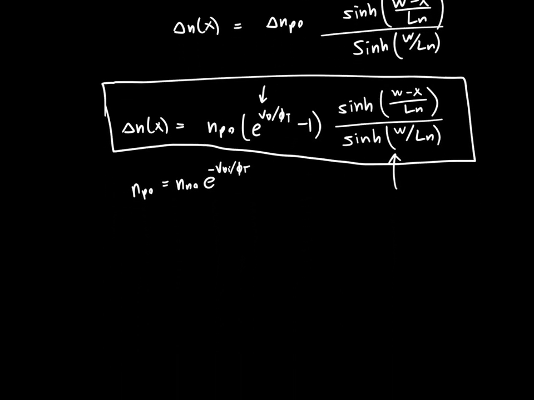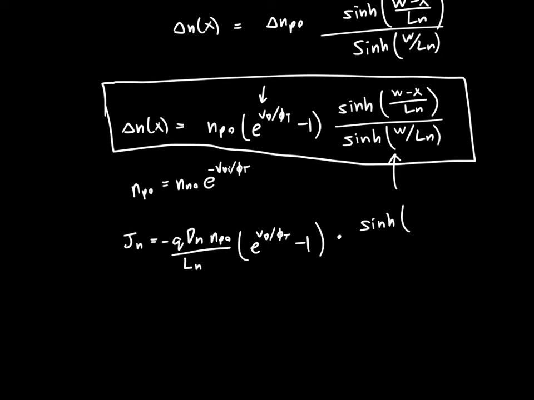Now, if we want to calculate the current instead of just the hole or the electron concentration, we'll get that Jn should just be Q times Dn times the derivative with respect to x of this whole thing. So we get a -1 out front, and differentiating this sinh of W minus x over ln, it's very similar to differentiating sine. You just get a 1 over ln out front, and it becomes a cosh. So all this times NP naught times e to the Vd over phi t minus 1 times this term, sinh of, or no, sorry, this is cosh.